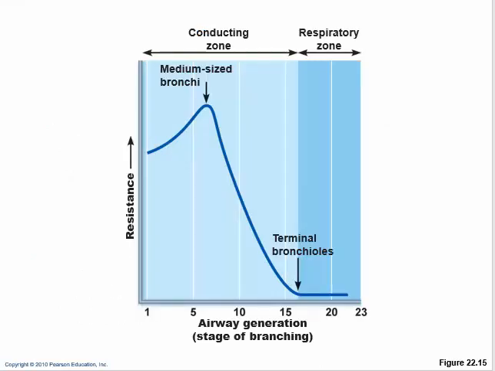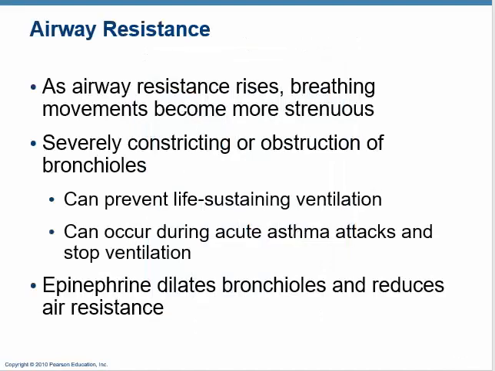So it's in the medium-sized bronchi that the resistance peaks, and these have muscular walls, and so this is where we control ventilation and perfusion. This is the place where people with asthma have the increased resistance because of bronchial constriction. If the resistance goes up, then you need a greater delta P, so it becomes more strenuous to breathe.